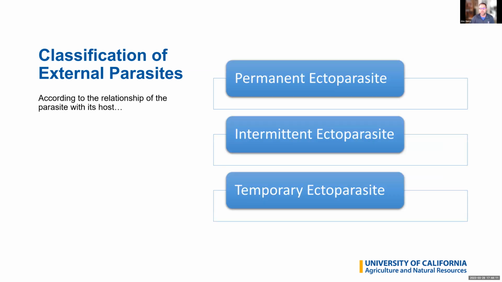Okay, so first, classification of external parasites. We classify these parasites really into 3 different groupings. The first of those is permanent ectoparasites, and I'm going to talk about what each of these mean in just a moment. So permanent ectoparasites, intermittent ectoparasites, and then temporary ectoparasites. And the name implies really their association with the host animal, with the cattle in this case. So how connected are they to cattle? Are they permanently connected or temporarily connected or somewhere in between?